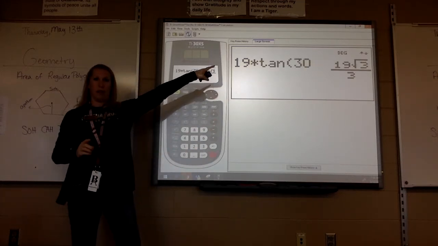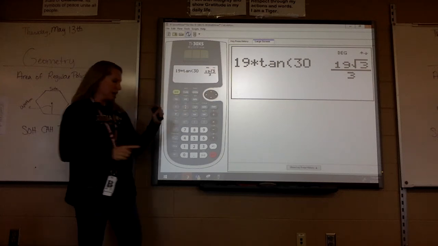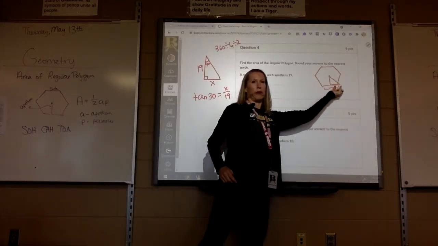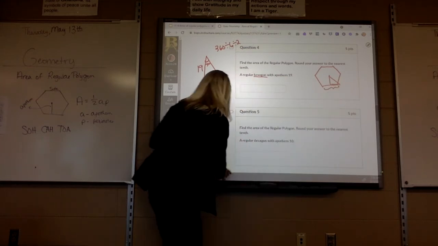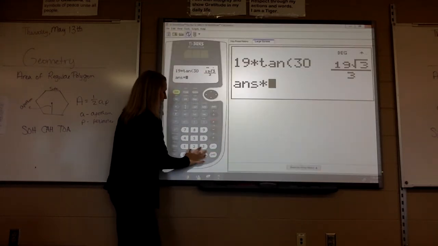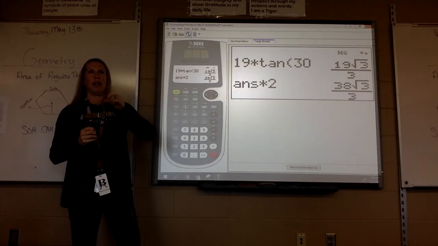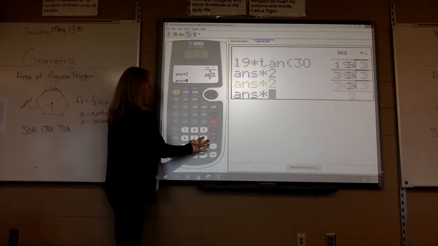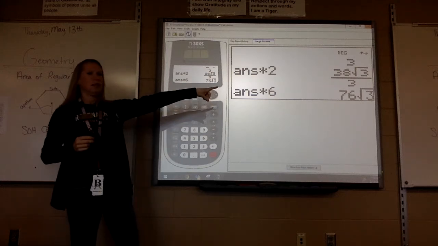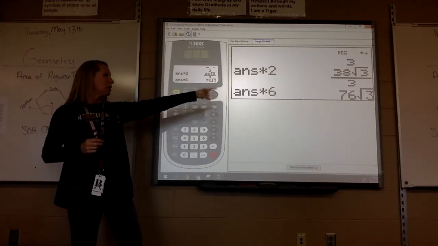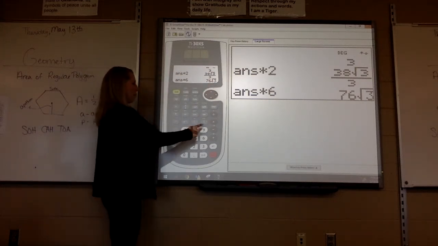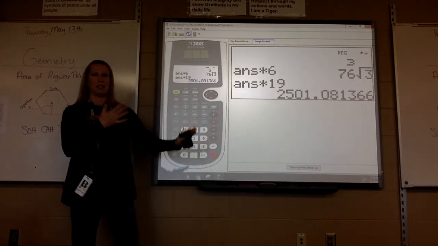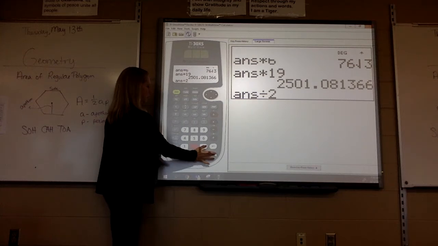19 radical 3 over 3. Yes, keep that number in your calculator. So that's only this half, so what do I do? Times 2. And then I need times how many sides? 6. That's my perimeter. So perimeter times apothem. What was my apothem? 19. And then what do we do at the very end? Divide by 2.